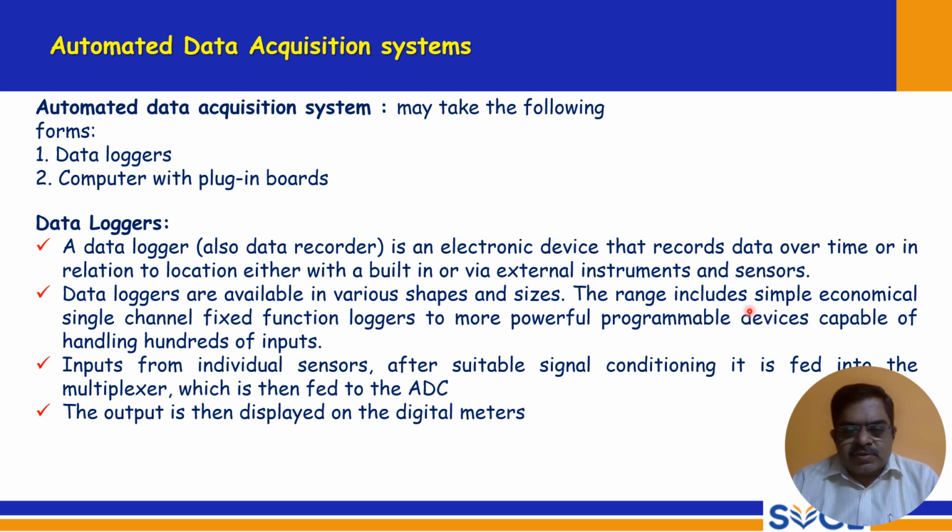Data loggers are available in various shapes and sizes. They range from simple, economical single channel fixed function loggers to more powerful programmable devices capable of handling hundreds of inputs. So there are different forms of data loggers. Inputs from individual sensors, after suitable signal conditioning, are fed into the multiplexer, which is then fed to the ADC. The output is then displayed on the digital meters.